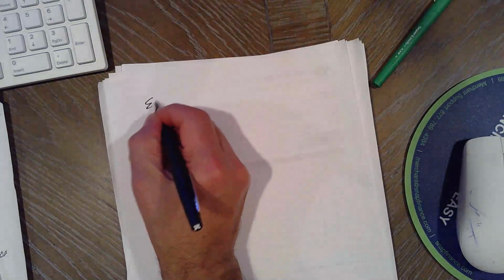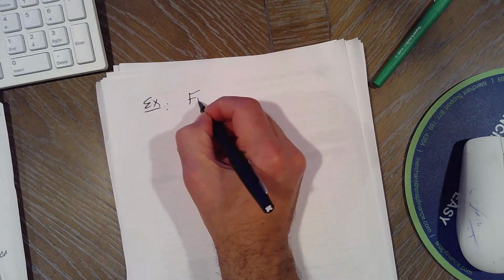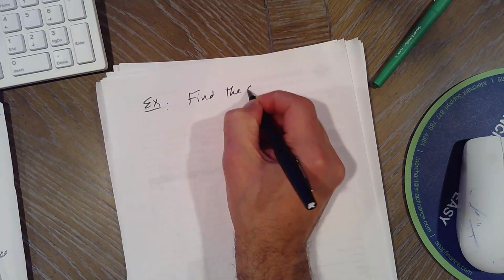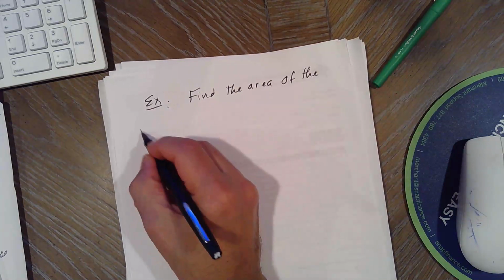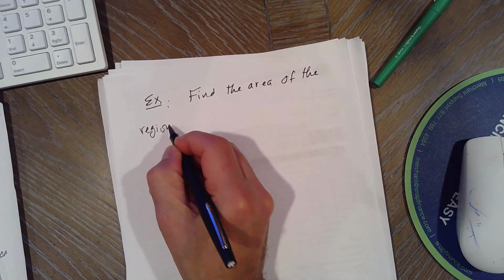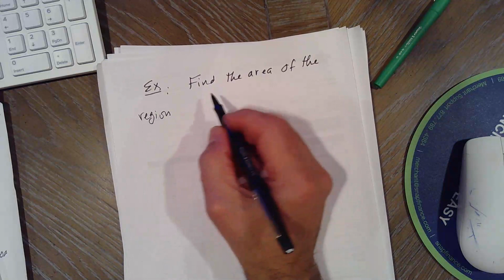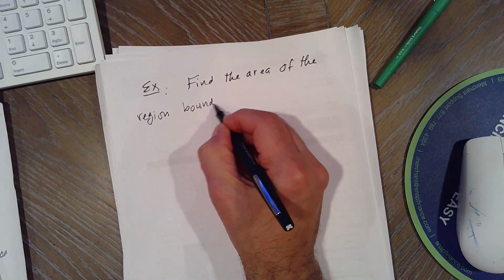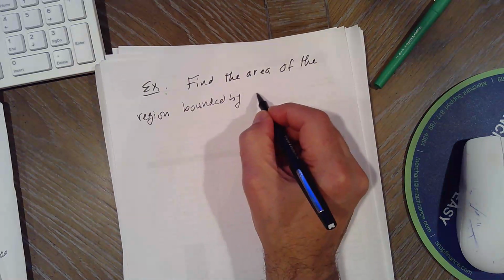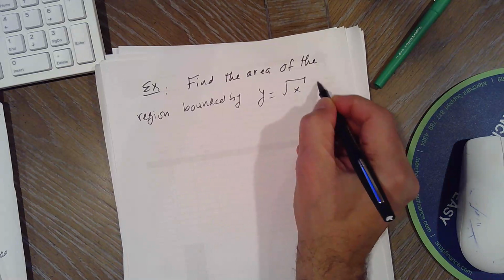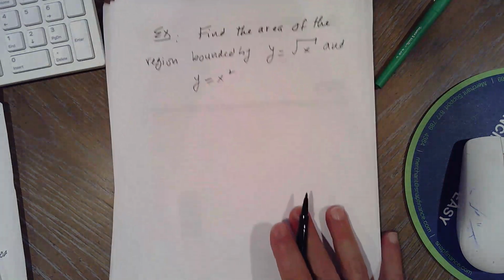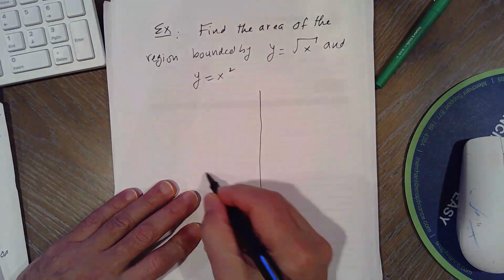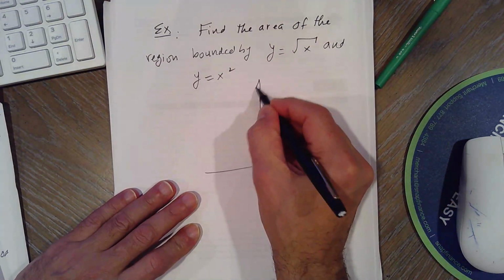So example, find the area of the region bounded by y equals square root of x and y equals x squared between these two terms. So we're going to do a graph. Y equals square root of x.